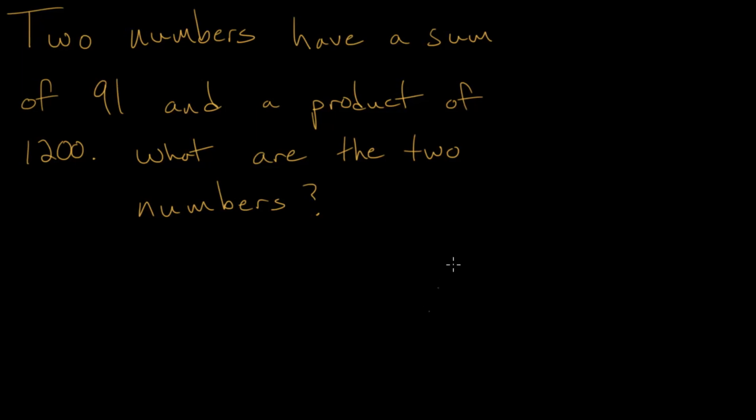Now, there are two main approaches to this. One is that we can just guess and check that two numbers have to add to 91 and they have to multiply to 1200. But the problem with that approach is that it can be a little bit tedious, especially if these numbers are bigger, and it might take a while to guess the correct answer. So a more straightforward approach is to define variables.